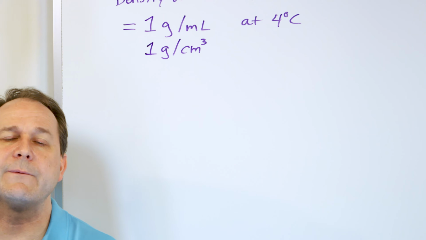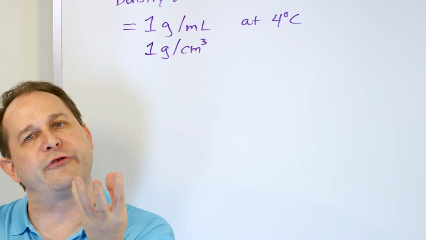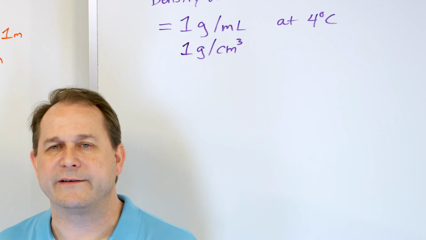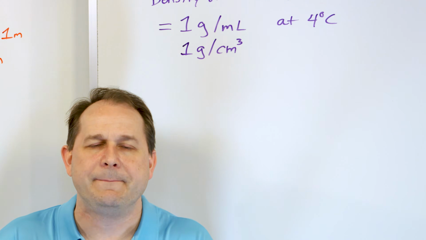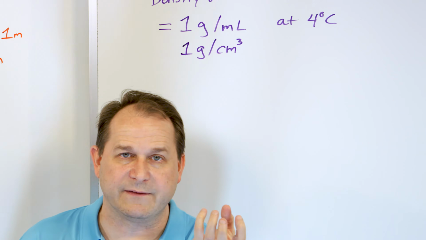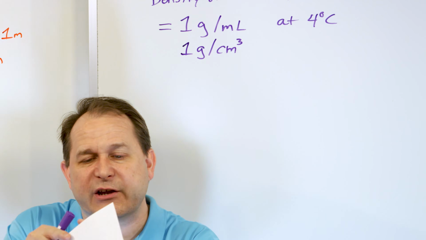Now, we express it at 4 degrees Celsius. Why? Because from physics, we know that if we heat things up or cool things down, they get bigger or smaller. So we have to specify, or in textbooks and in real life, we always specify the density of something at a certain temperature, because if I take a block of lead or a block of copper or whatever it is, and I heat it up, it's going to get bigger.